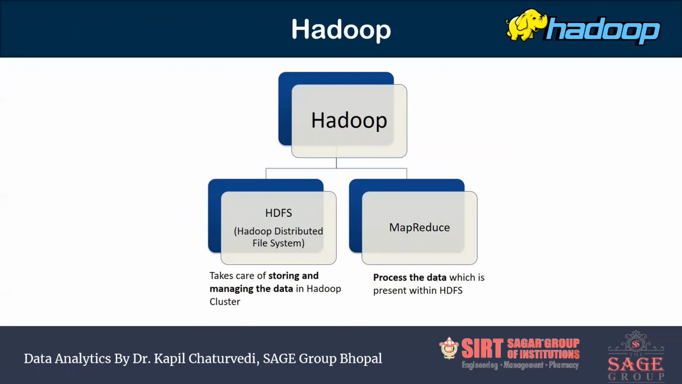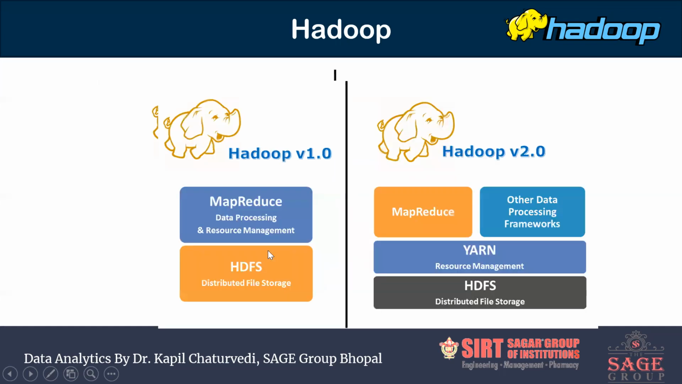Now, if we discuss Hadoop in detail, we have two parts of Hadoop. The first part is HDFS and the second part is MapReduce. Basically, HDFS is the Hadoop Distributed File System, which is used to manage the big data, and MapReduce is the part which explains how to process data efficiently and fast. So HDFS takes care of storing and managing the data in the Hadoop cluster, and MapReduce processes the data present within HDFS. So this is the processing functionality, and this one is the data storing functionality.